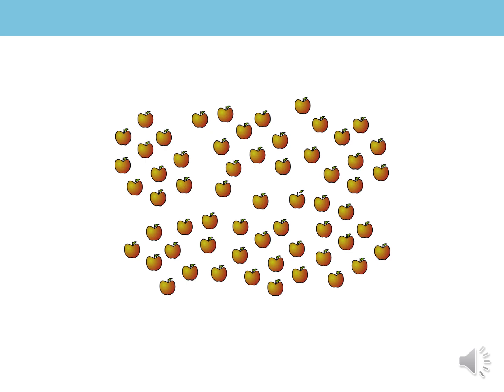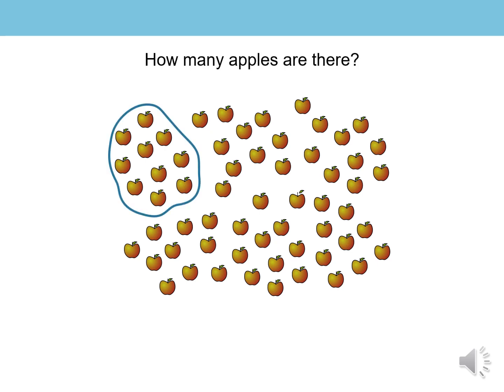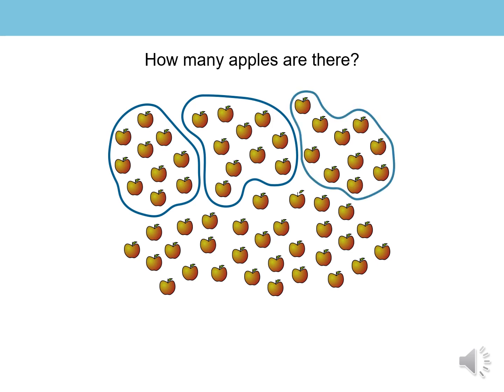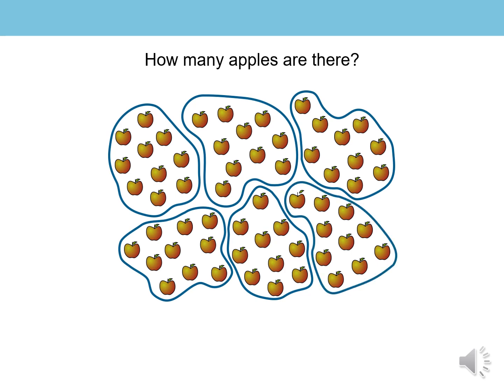Let's try it with the apples here. I could move them and group them. I could just draw around them and group them if I wanted to. 1 group of 10, 2 groups of 10, 3 groups of 10, 4 groups of 10, 5 groups of 10, 6 groups of 10. I have 6 groups of 10, 6 equal groups. They are the same. There is the same amount in each group.